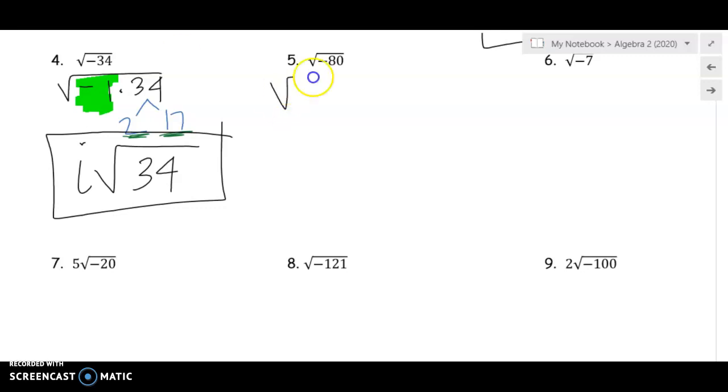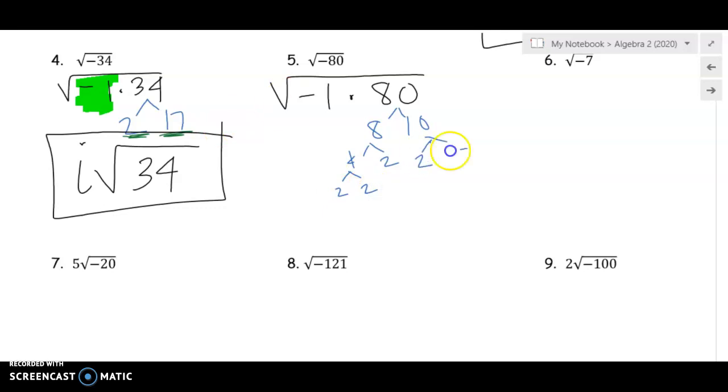Okay, let's do the next one. The square root of negative 80. So let's take out the negative and then separate the 80. So let's do my factor tree. What multiplies to 80? I do 8 times 10. What multiplies to 8? 4 times 2. What multiplies to 4? 2 times 2. Let's do the 10. What multiplies to 10? 2 times 5. I think that's as low as I can go.